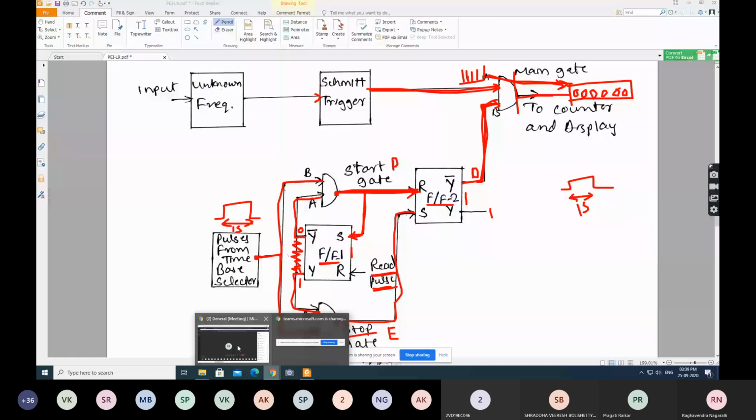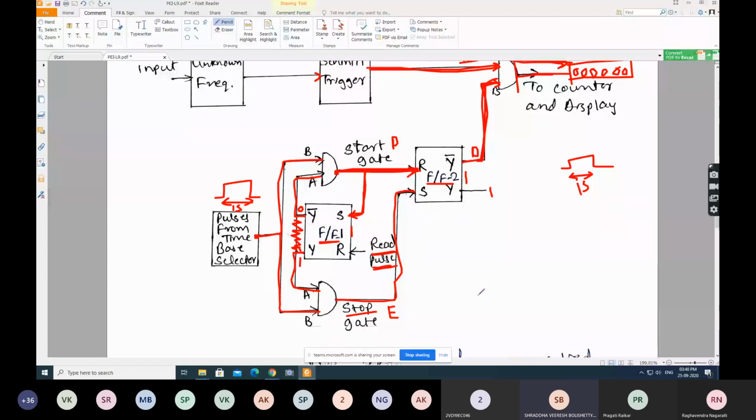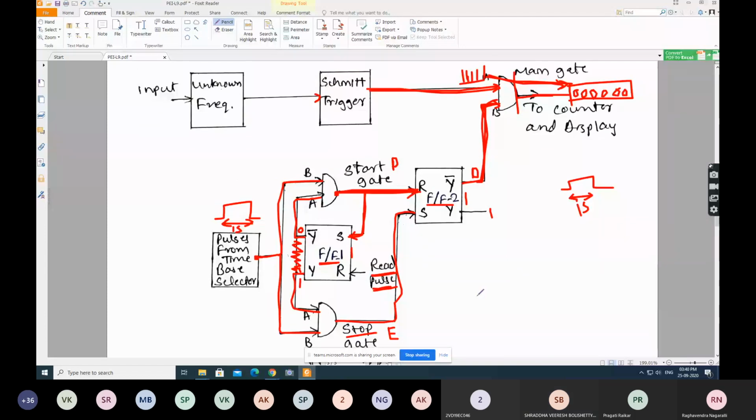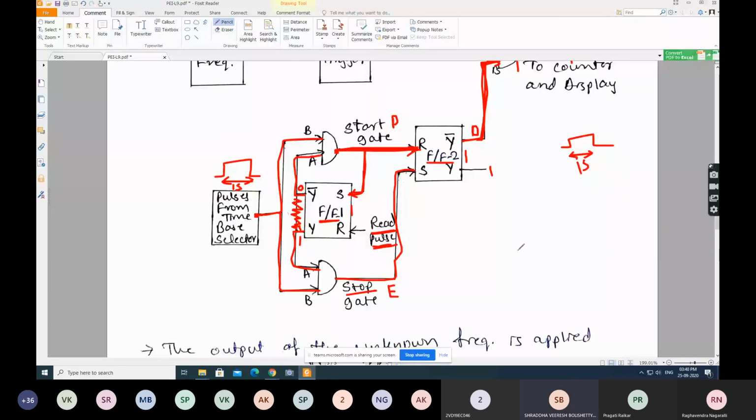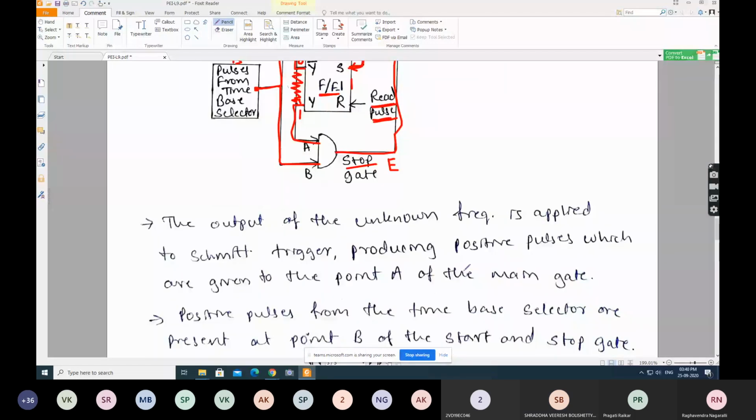Is that understood? Am I audible? Yes, sir. Okay. Have you understood the working of this measurement of frequency block diagram? Yes, sir. Any doubts in this block diagram? No, sir. So it's a simple one and it can be asked for 8 to 10 marks.